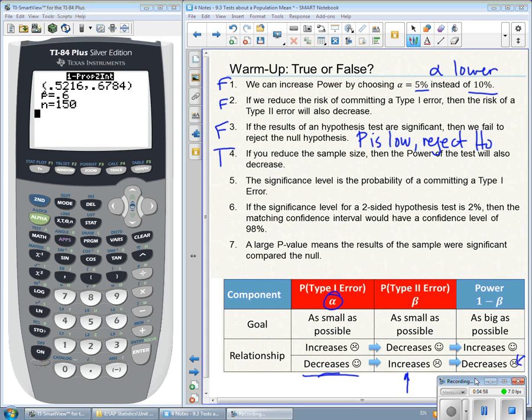In number 5, it says the significance level is the probability of committing a type 1 error. In fact, that is exactly how it's defined, so that is true. Alpha is our significance level.